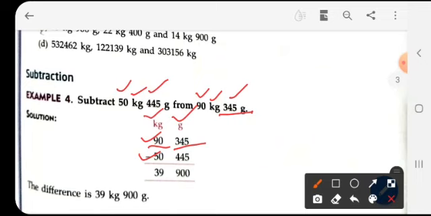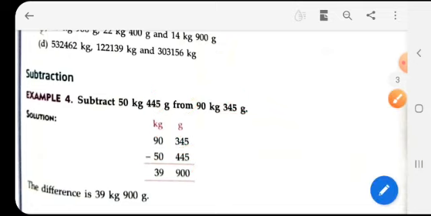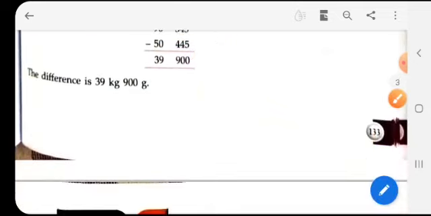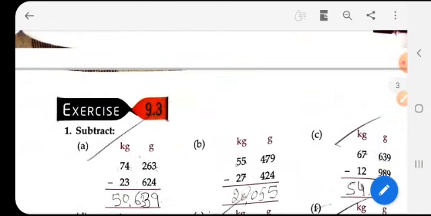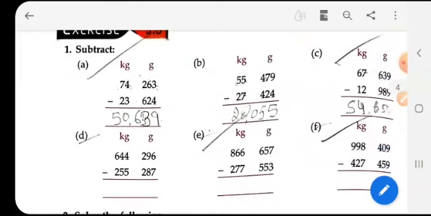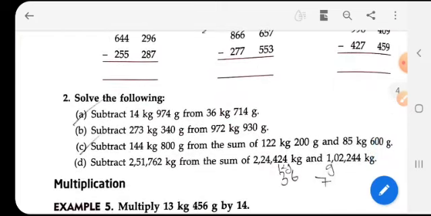So the first number is 90 kilograms 345 grams. So if you are writing 90 kilograms here, then 345 will be written here and not 445. So don't do this kind of an assumption. It will make your answer go wrong. So copy it this way and you will get the correct answer. So complete 9.3 also as it is done, and you solve it.